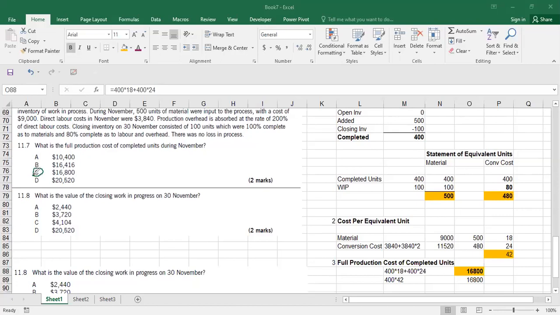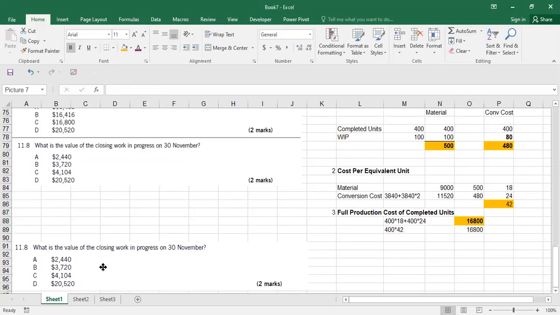I know that this question looks too difficult for 2 marks, but the thing is that once you do this 2-mark question, the next one, this 11.8, will look easy because most of the work you have done in 11.7. Okay, next is 11.8. It says, what is the value of closing work in progress? Now this will become easy for you, because you have already done most of your calculations. So we have to calculate now the value of closing work in process.